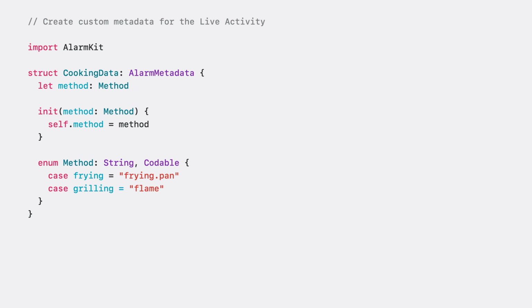Now that I've set up my basic live activity countdown, I'd like to add an icon to indicate how the food is being cooked. I can provide this additional information in my alarm metadata. My cooking data is a struct that conforms to the alarm metadata protocol. I define a string enum to specify the method of cooking and include frying and grilling as options. I then create a property to store my method of cooking.